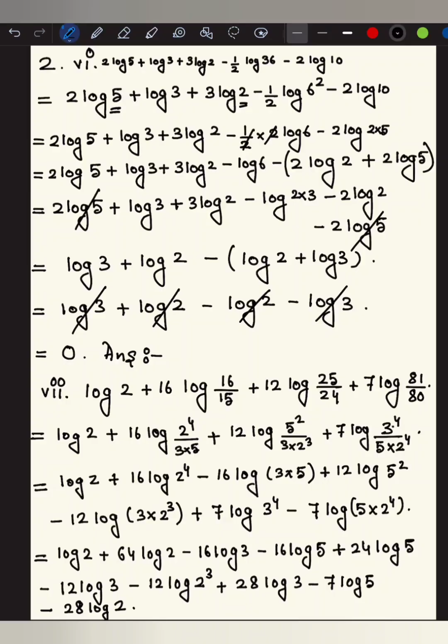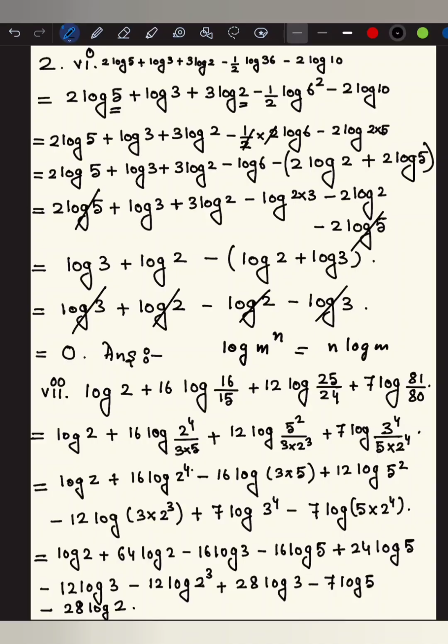Similarly, 7 log 3 to the power 4 by 5 into 2 to the power 4 can be written as 7 log 3 to the power 4 minus 7 log in bracket 5 into 2 to the power 4. Now simplifying it further, we get log 2 plus 2 to the power 4, this 4 comes to this side, because log m to the power n can be written as n log m.